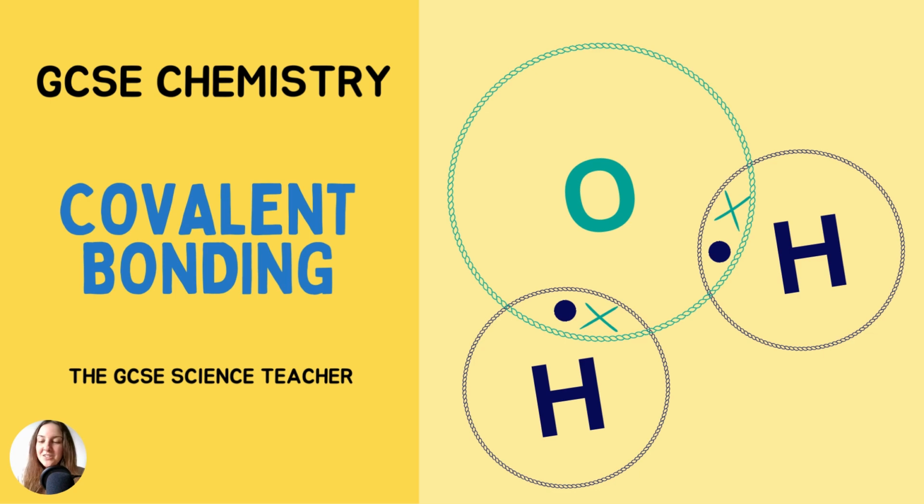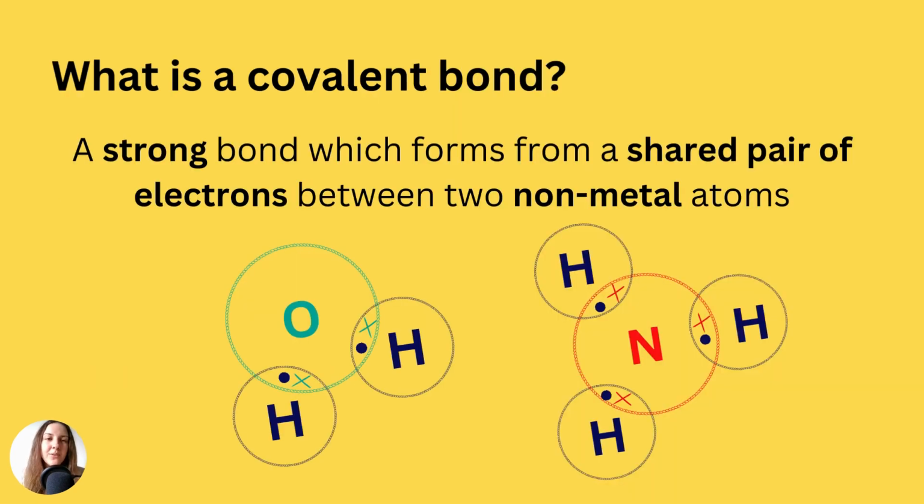So let's get started. What is a covalent bond? Well, it's a strong bond which forms from a shared pair of electrons between two non-metal atoms. Remember that the bond is strong. That strength is due to the electrons being shared by two atoms.